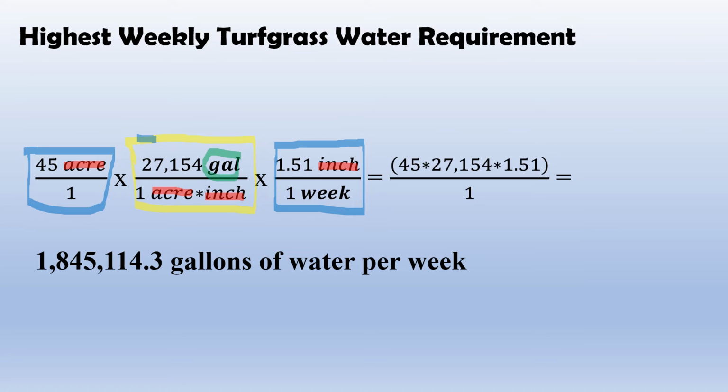and that leaves us with gallons and weeks, which is what we're looking for as our water requirement. We want to know how many gallons we'll need per week. We have those here, so now we just multiply all the values in the numerator and divide by all the values in the denominator. Pretty easy because the denominator only has ones in it. So we go across the numerator, where we have 45 acres, 27,154 gallons, and then we multiply the 1.51 inches from our gross irrigation requirement, and that totals about 1.8 million gallons of water per week in a worst case scenario.